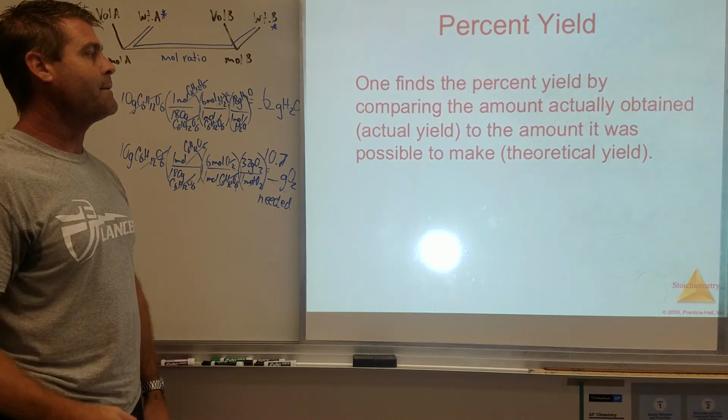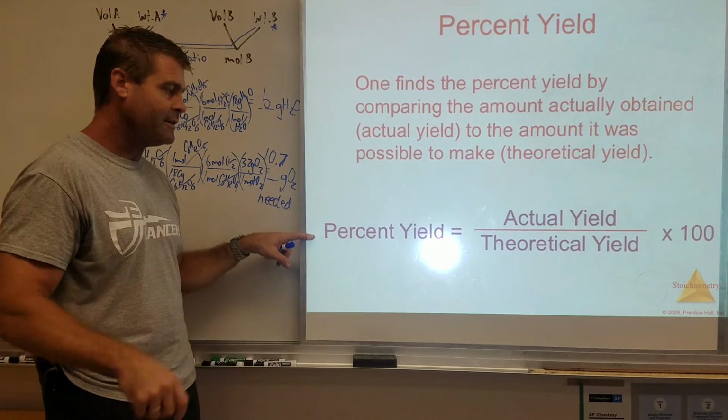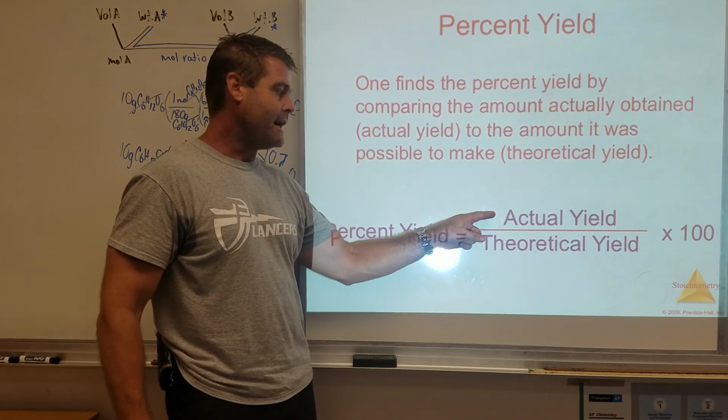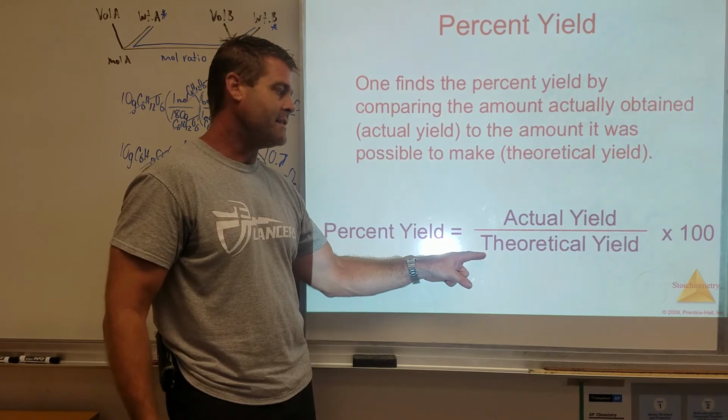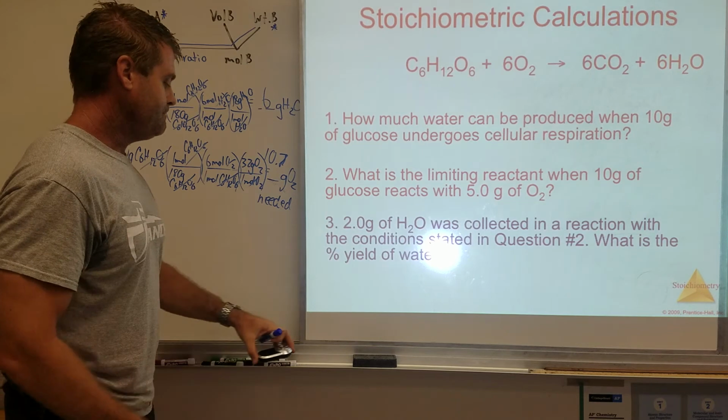One finds the percent yield by comparing the amount actually obtained to the amount that was possible. So you guys write this down. This is in purple. I don't know if you guys can tell the color. Percent yield is the actual yield, that's what we actually got, over what we expected, otherwise known as the theoretical yield, and then you multiply it by 100. Okay, we're going to apply that.